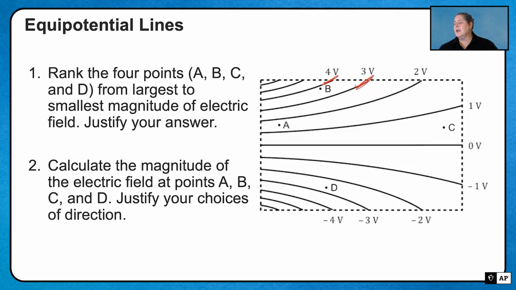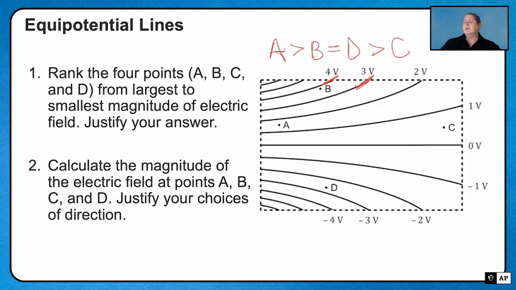So I would say that A is probably going to be the biggest electric field because its lines are a little closer together. I would say that B and D are probably pretty close to the same if I look at their potential and the distance between those lines. And then I would say that C would have the smallest electric field because those lines are the farthest away.